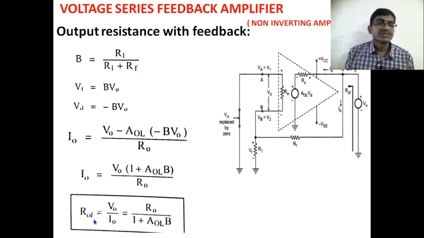From this equation we can say the output resistance with feedback is equal to the output resistance without feedback, R0, divided by 1 plus AOL beta. So the output resistance is decreased, divided by a factor of 1 plus AOL beta. That is the benefit of using feedback. As the output resistance is decreased, this is useful.